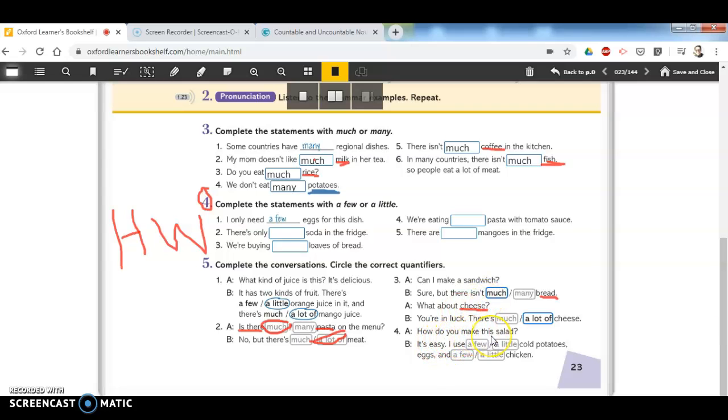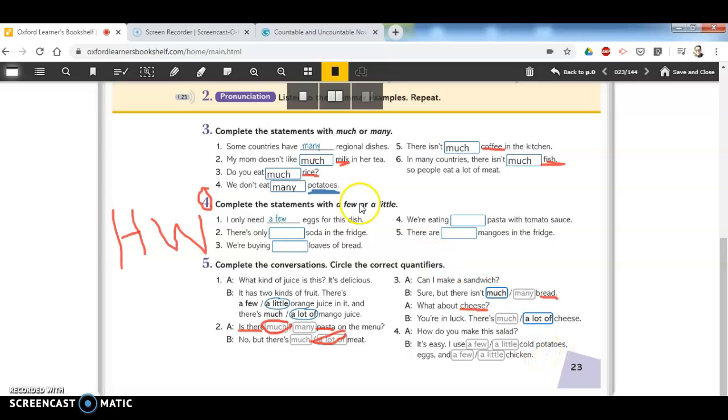How do you make this salad? ¿Cómo se hace esta ensalada? It's easy. I use a few cold potatoes. I use a little cold potatoes. Yo uso unas papas o yo uso un poco de papas.